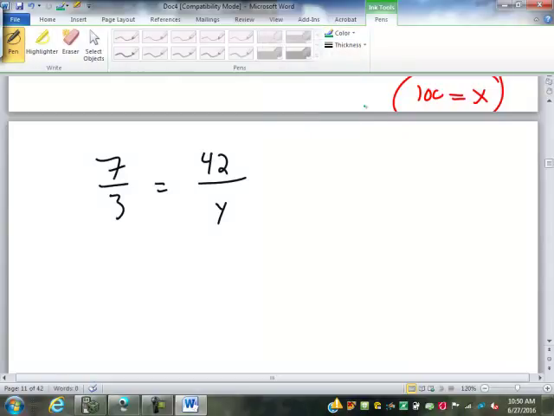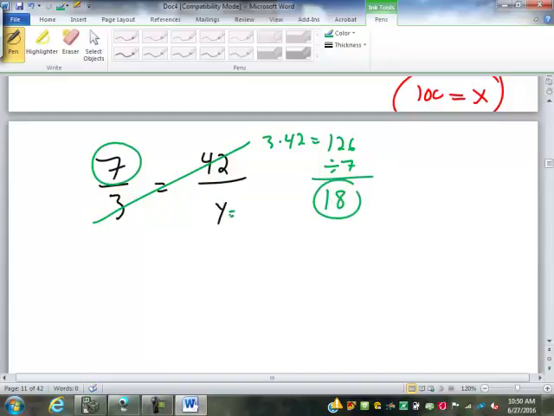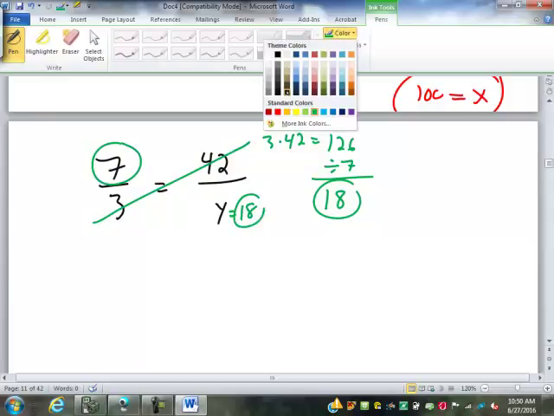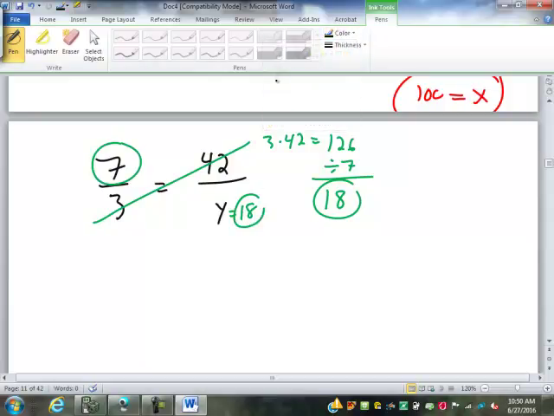So again, there's a couple ways we can do this. I'll do it the short way. 3 times 42, 126. Then the number that's left is the 7. We divide by 7, which will give us 18. So this is 18. How many of you came up with 18? Good. That's not so bad, is it?